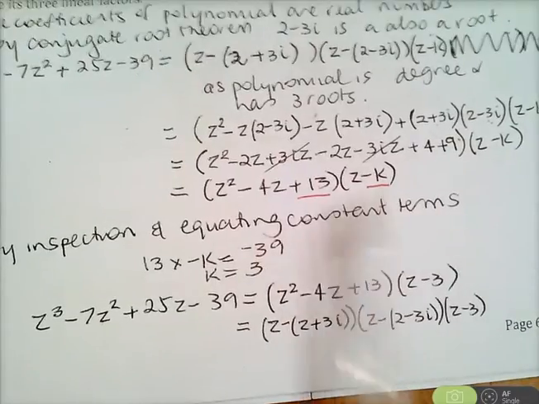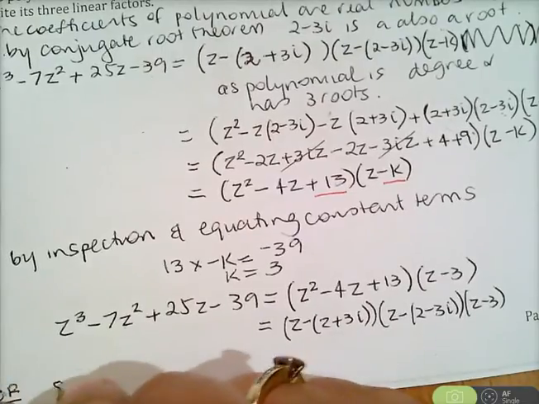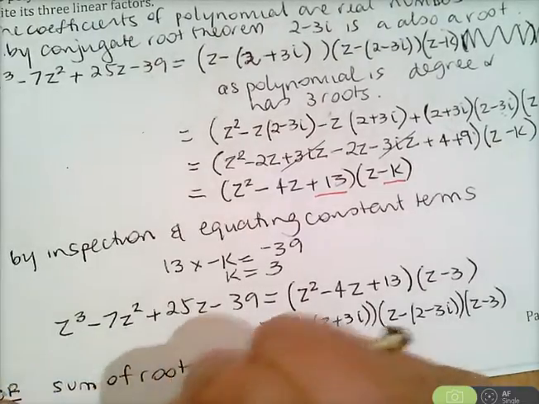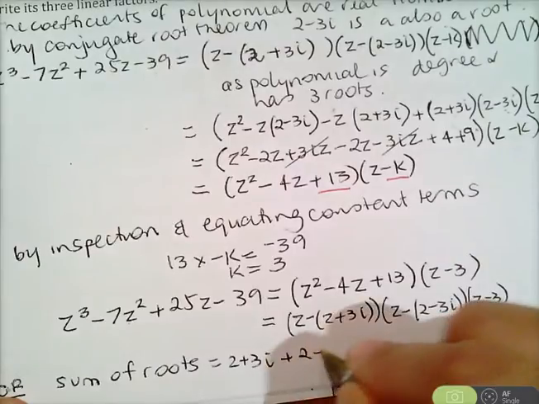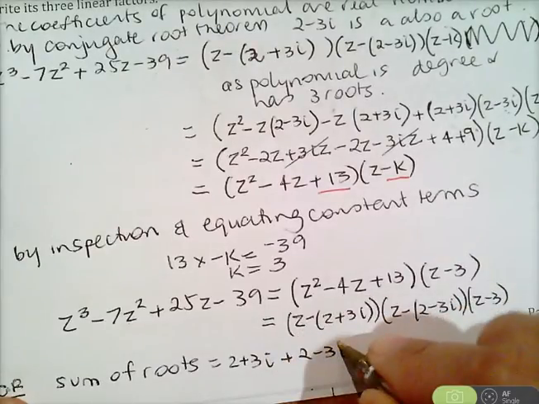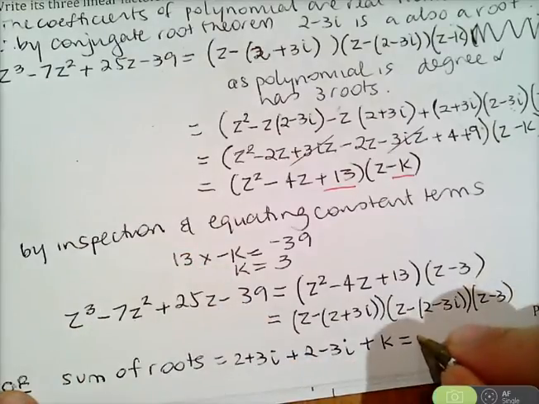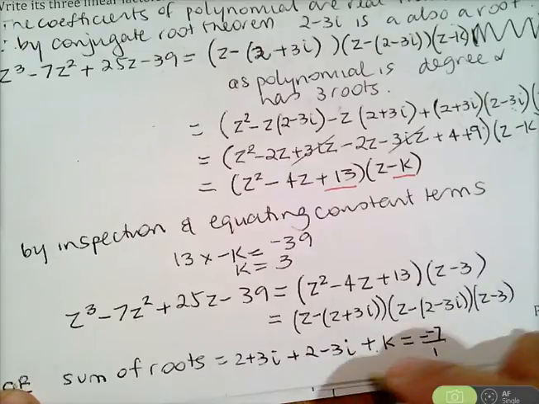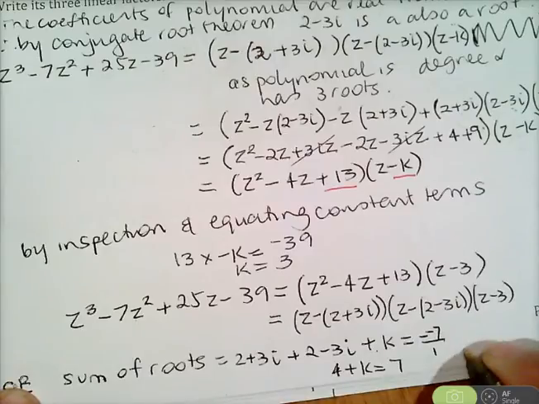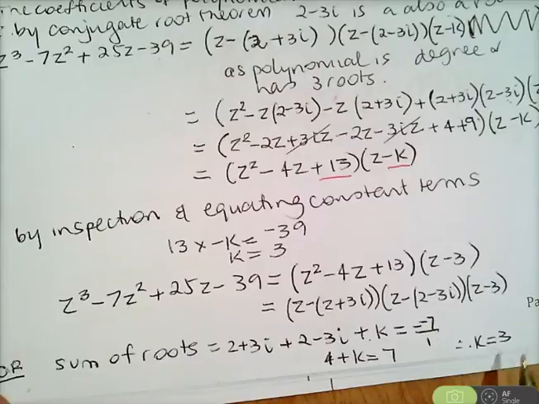Now, the other way of finding this third root is to do sum of roots. We know that one of the roots is 2 plus 3i, the other root is 2 minus 3i, and the other root we'll just call k. We know that sum of roots equals minus b on a, so it's negative 7 on 1. In other words, we've got 4 plus k is 7, and so therefore k is 3. So that was the other way of finding the third root, that it's 3.